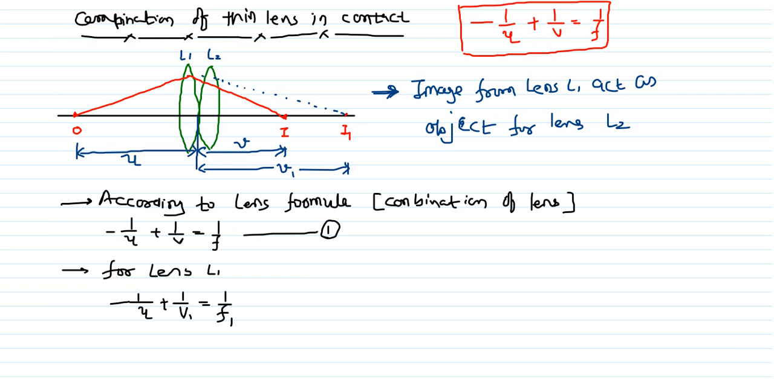Okay, and for lens L2, the image formed due to lens L1 acts as an object for lens L2. That is, minus 1 upon v1, in place of u, plus 1 upon v, that is the final image, is equal to 1 upon f2. You can say it is equation number 2, and this one is equation number 3.